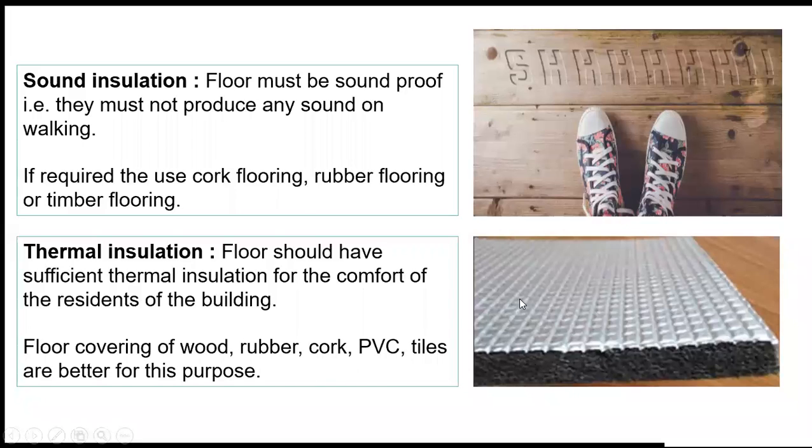Now suppose we are talking about the roof. A roof is also one type of floor, that means the topmost floor. If there is a roof and the sunlight temperature is 45 degrees, we expect that the roof should not transmit so much heat towards the room. So thermal insulation of that floor, particularly a roof, or walls, should be provided. What we can do is cover those floors with wood, rubber, or PVC, tiles, etc. So they can be better utilized.